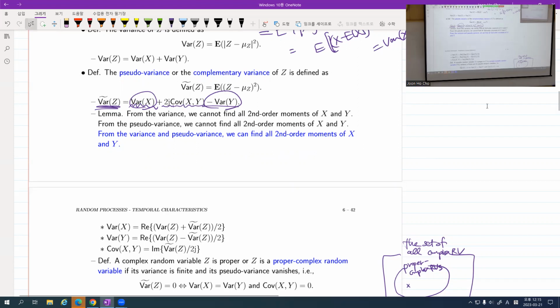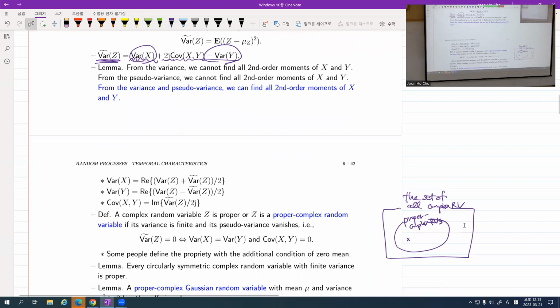So here, these proper complex random variables have a very interesting property. Real and imaginary parts are what? Having the same variance, and they are uncorrelated. Got it?